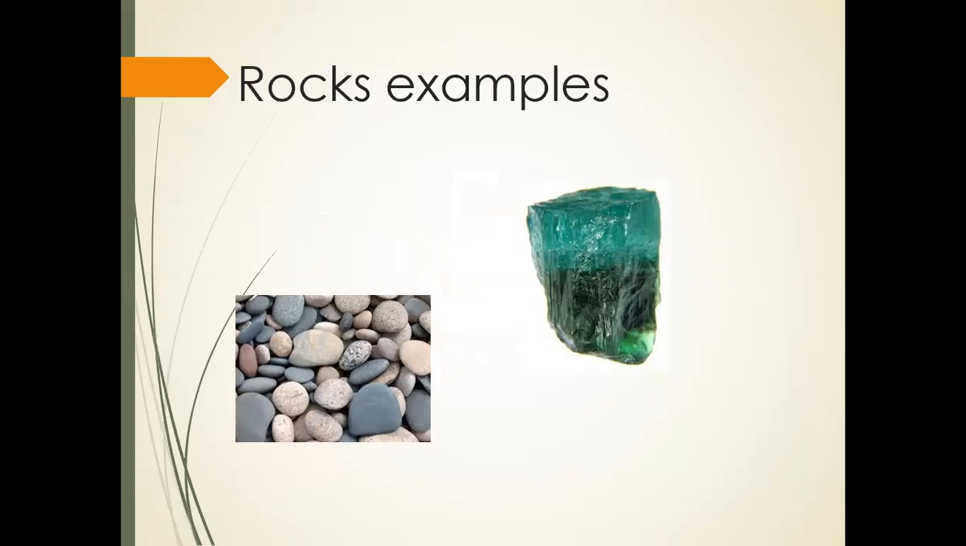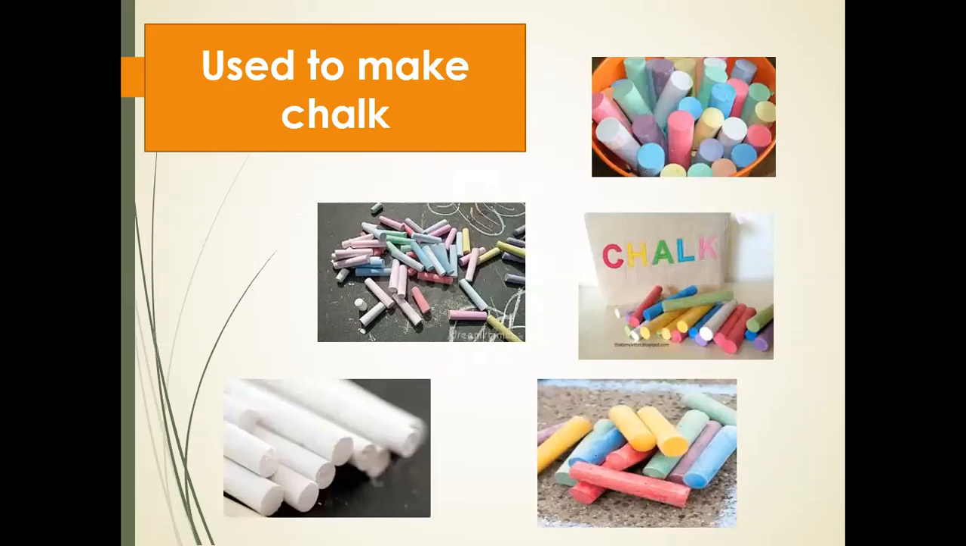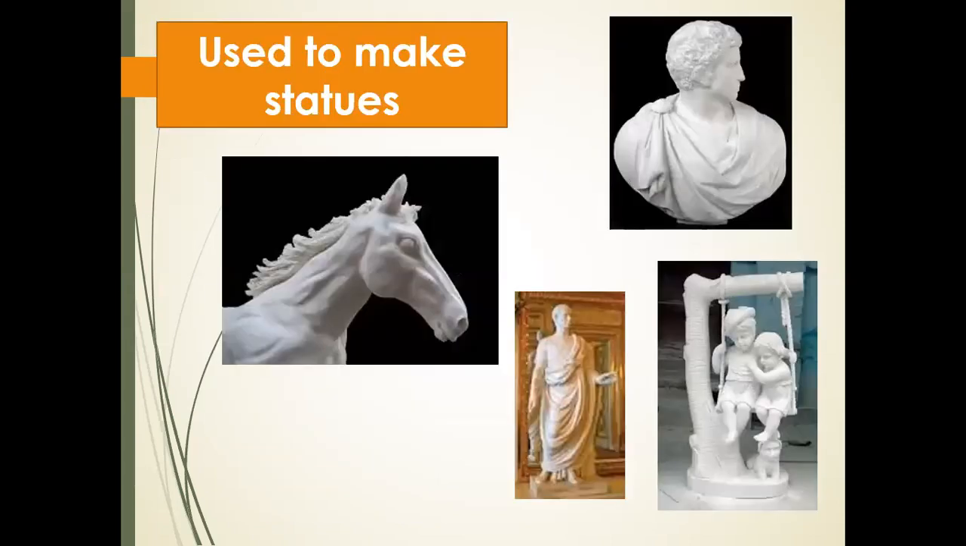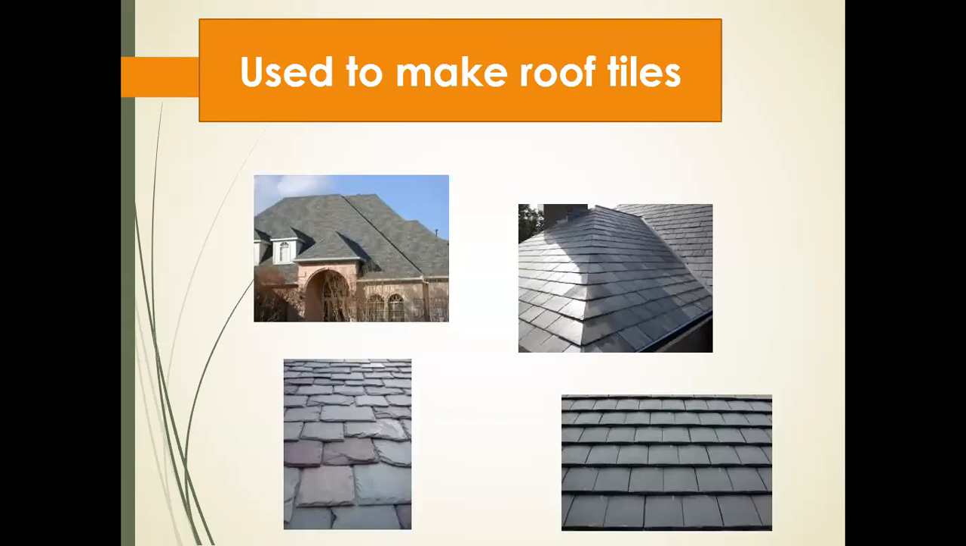The last thing is the rock examples. First of all, chalk. This is the picture of the chalk. How can I use chalk? I will use it to make chalk also, either the white one or the colored ones, as we said. Marble, this is the shape of the marble. What can I use marble for? I will use it to make statues. Slate, this is the shape of the slate. What can I use slate for? I will use it for making roof tiles.